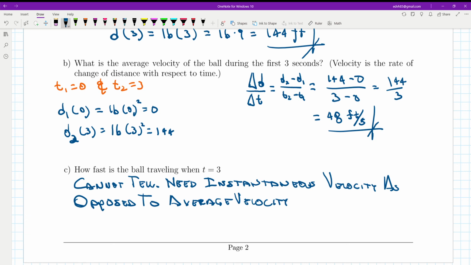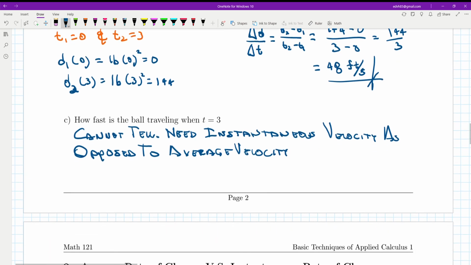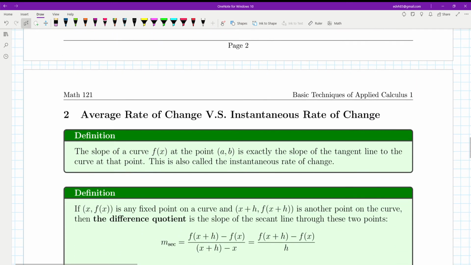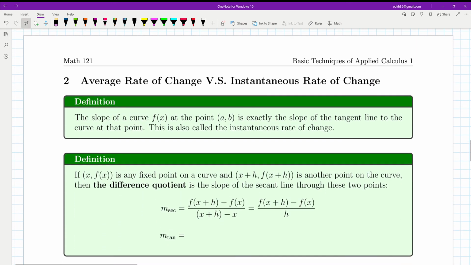So this is what we're going to do. We're going to compare average rate of change versus instantaneous rate of change. Let's start with the fact that the slope of a curve at a point is exactly the slope of the tangent line to the curve at that point. This is the picture we are going to use as a starting point to construct the idea of the derivative, also called the instantaneous rate of change.